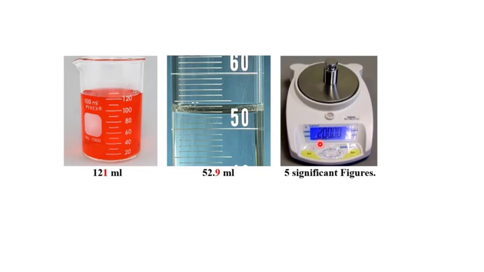So the measurement here of 200 grams, we would include the zeros after the 2 because of the decimal point. So it's 5 significant figures in total.